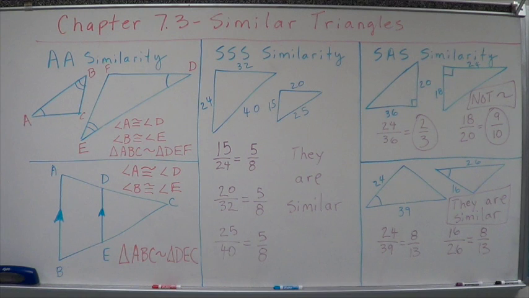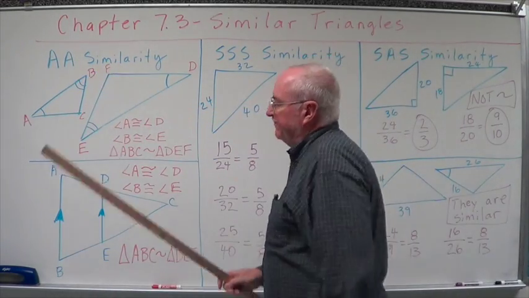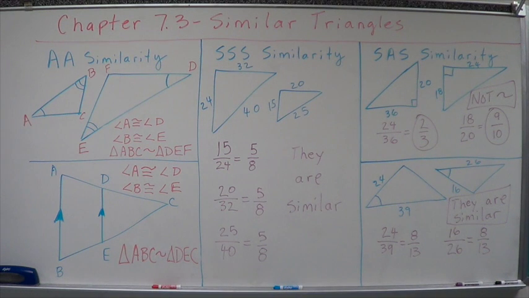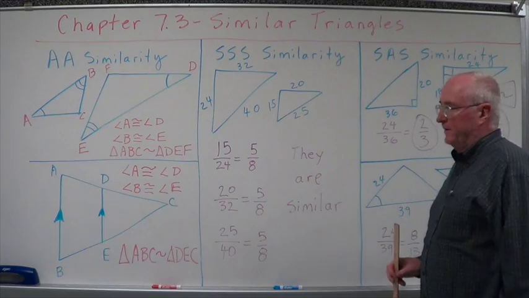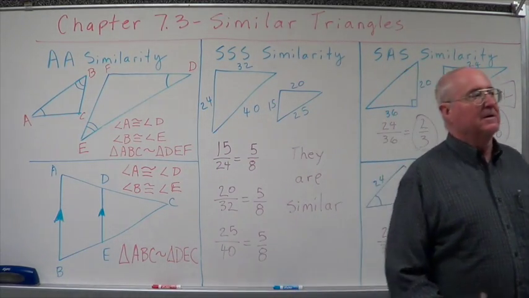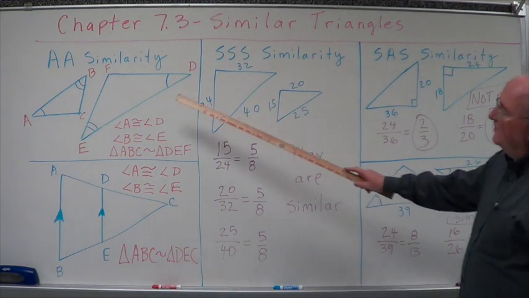Let's look at a few examples here of all these different types of similarities. AA similarity, angle-angle similarity. Remember that means that two angles of two different triangles have to be congruent. And if they are, then we can prove that those triangles are similar. So I've got two triangles here.